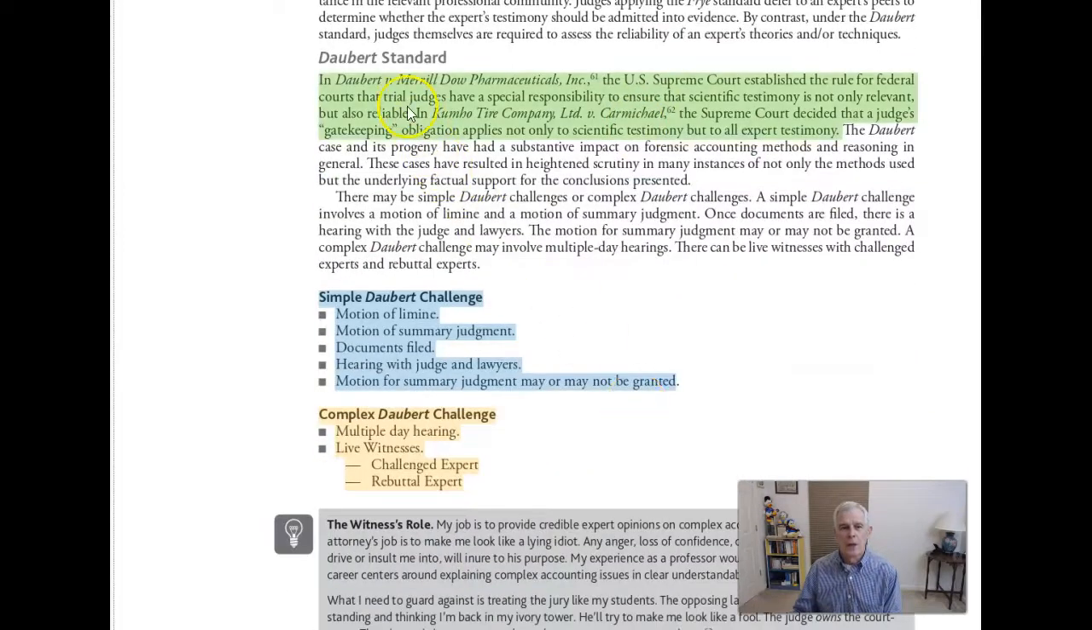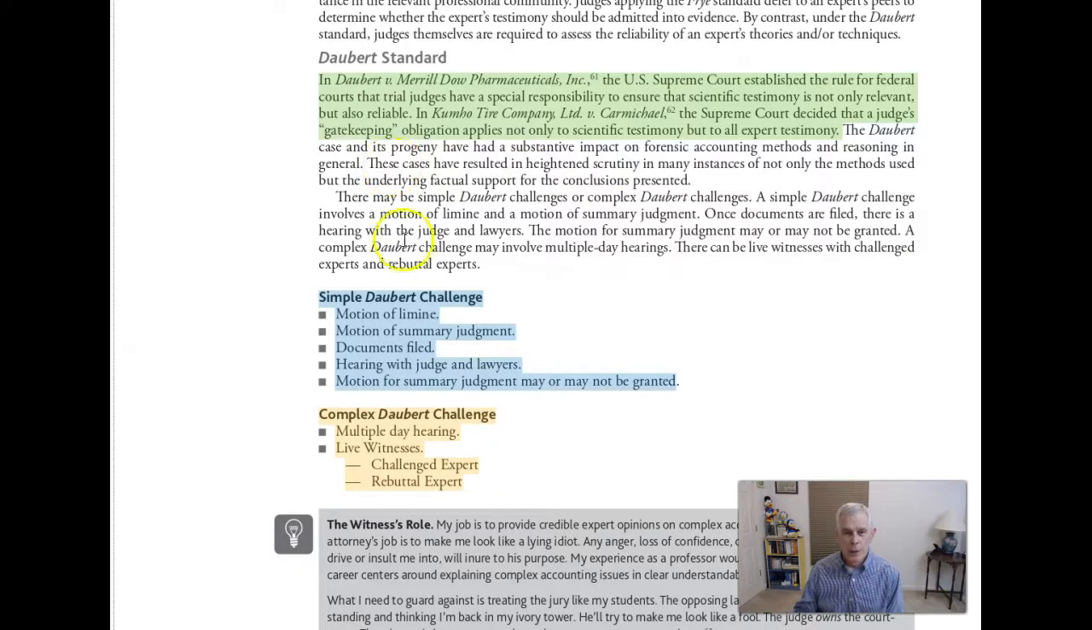The Daubert case is Daubert versus Merrell Dow Pharmaceuticals. This is where the Supreme Court established the rule for federal courts that trial judges have a special responsibility to ensure that scientific testimony is not only relevant but also reliable. Then in a later case, the Kumho Tire Company case, the Supreme Court said that the gatekeeping obligation applies not only to scientific testimony but to all expert testimony. So you have to fall under these Daubert rules, right? And the other side will try to challenge you to get you kicked off the case.